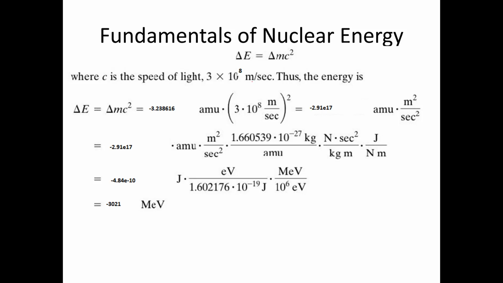So how do you quantify that? Well, the change in energy of the converted mass would be that converted mass times the speed of light squared. In this particular case, we have a negative 3.24, the change in atomic mass units, multiplied by the speed of light squared. After some conversions, I would find that the amount of energy converted from mass would be negative 3,000 mega electron volts.